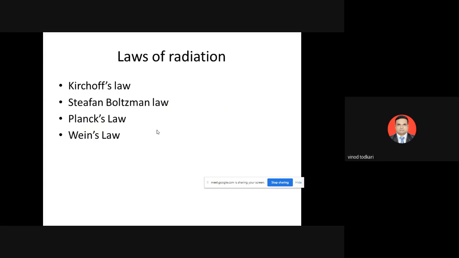Now there are four laws of radiation, right? Already you might have heard these four names. One is Kirchhoff's law, second is Stefan Boltzmann's law, third is Planck's law, and last one is Wien's law. We'll just see these four laws and then we'll stop, right? Stefan Boltzmann's law we have already seen. It states that the emissive power of a black body is directly proportional to the fourth power of its absolute temperature. Anyway, we'll go in sequence. So just remember that there are four laws governing radiation: first Kirchhoff's law, second Stefan Boltzmann's law, third Planck's law, and fourth Wien's displacement law, which is also called Wien's law.